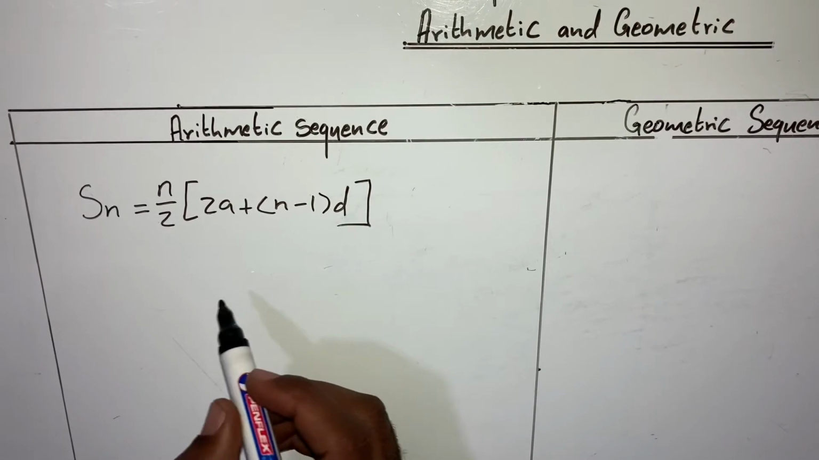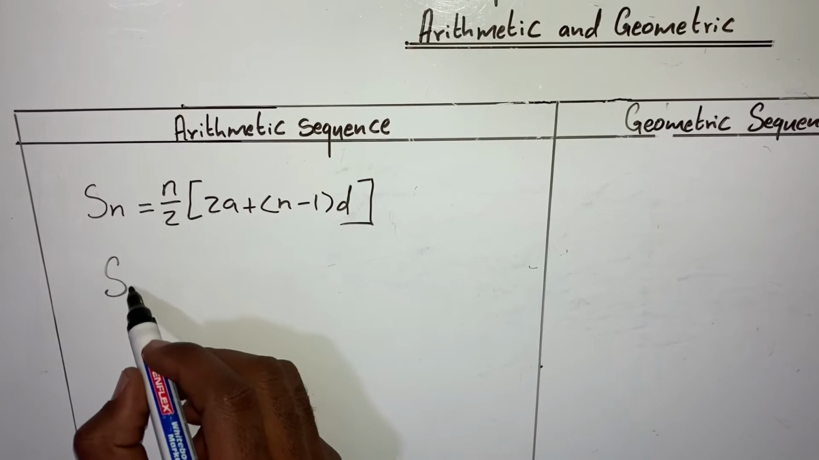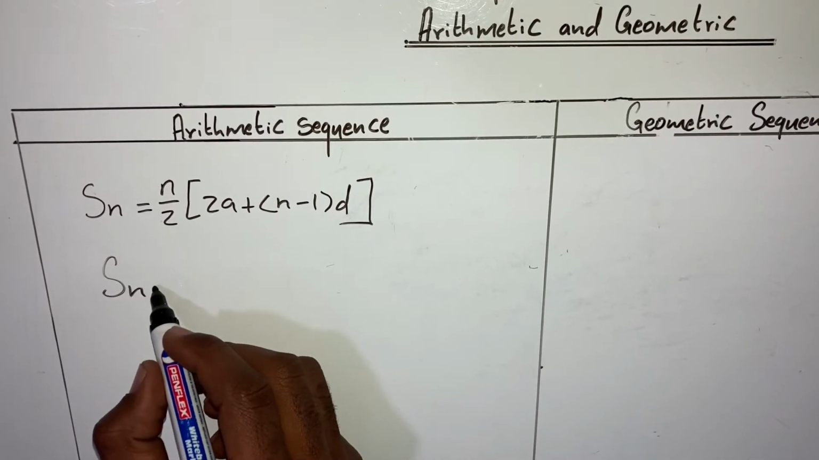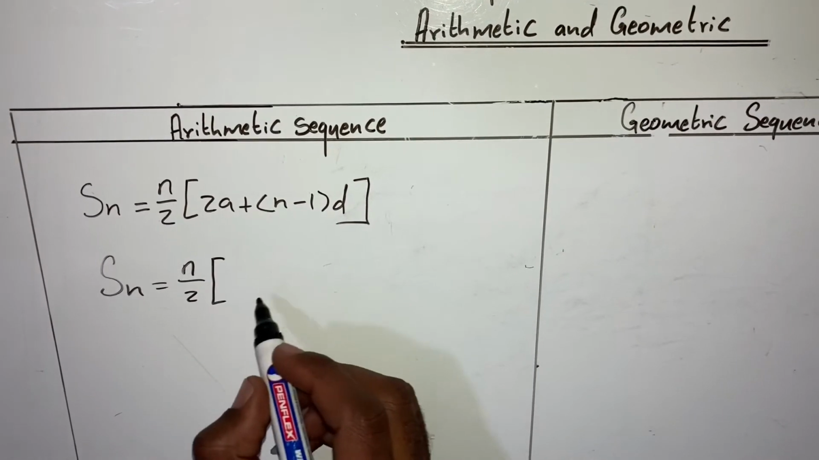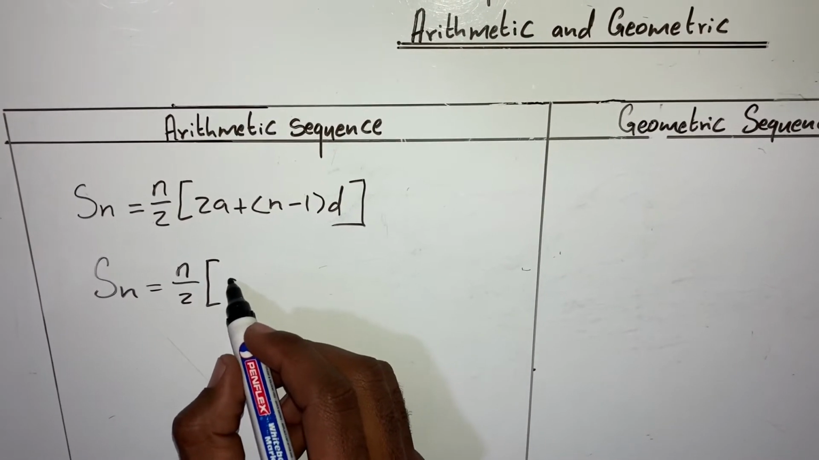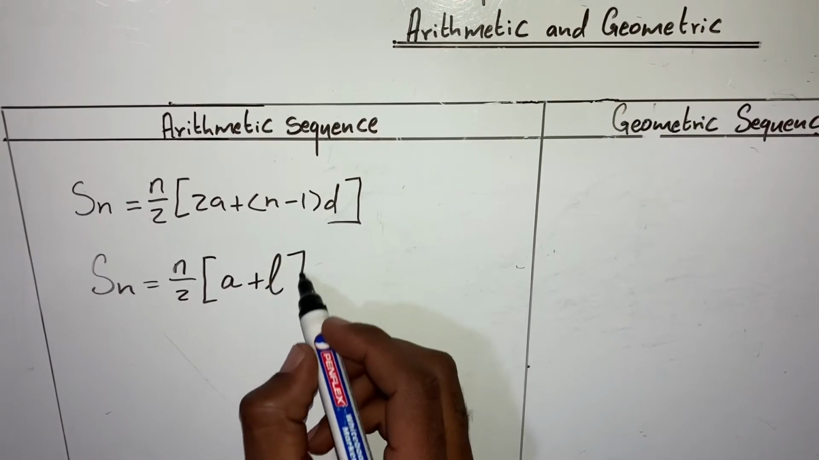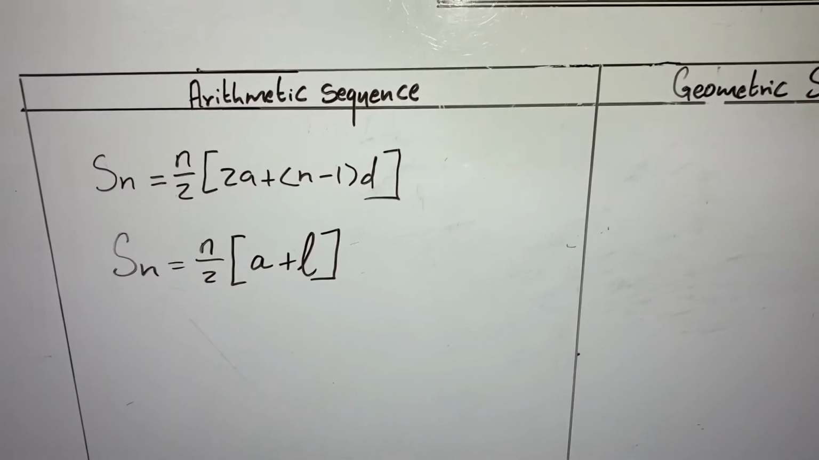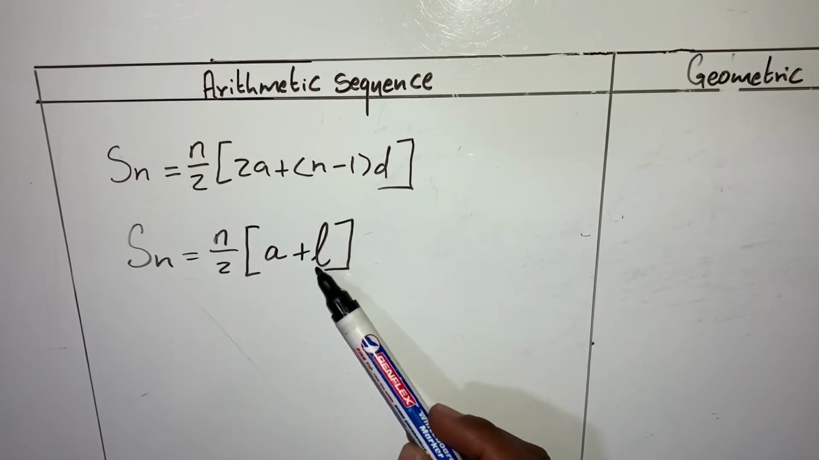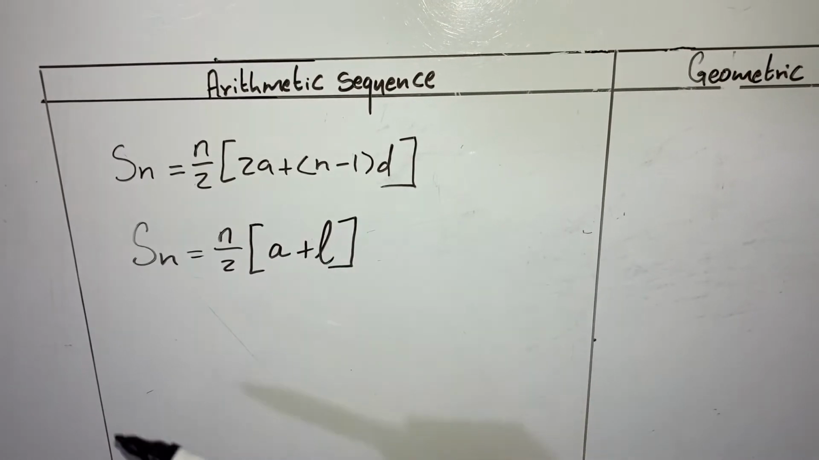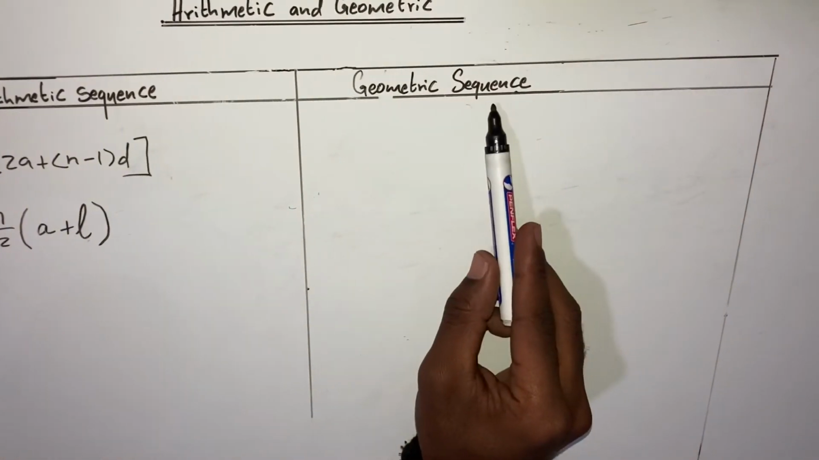Another formula that you can use, but this one is conditional, we'll use it when you are given the last term, where Sn is n over 2 times (a plus l). This is another formula we can use, but it's conditional because you'll only use it if you are given the last term. Now we'll be focusing on the sum formulas for the geometric sequence.